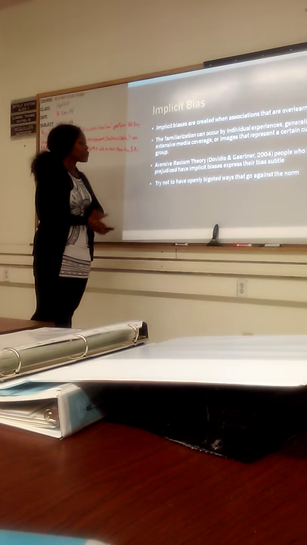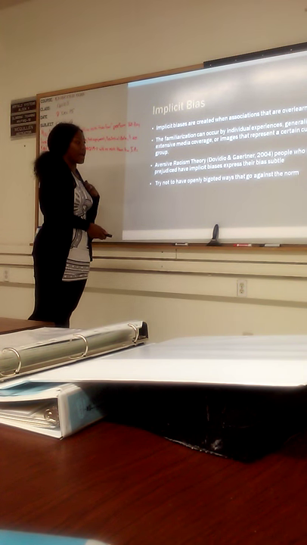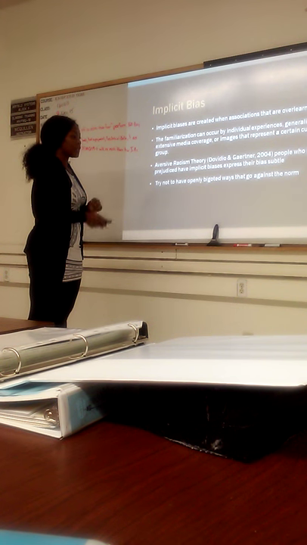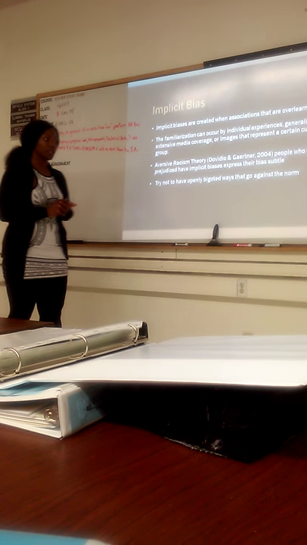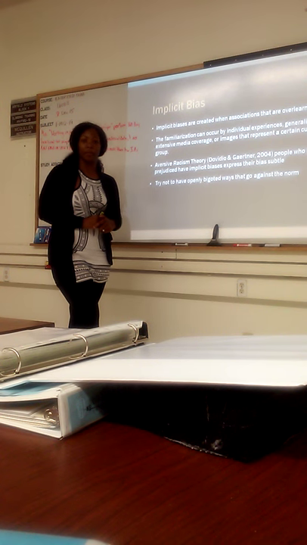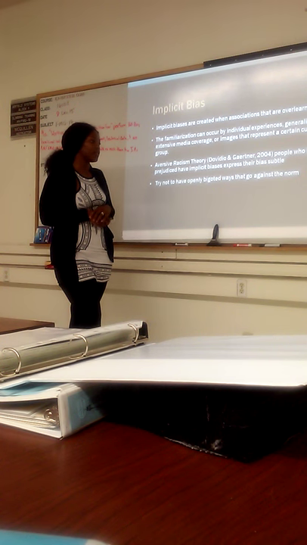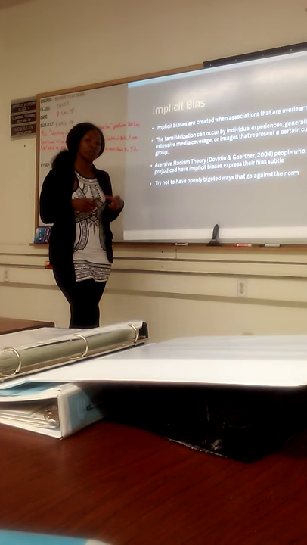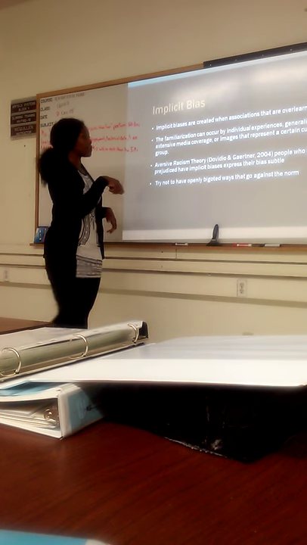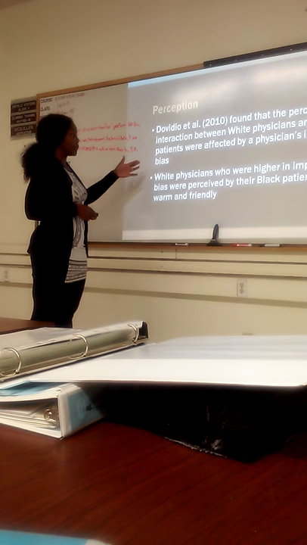And according to the aversive racism theory, people who believe they are not prejudiced have implicit biases and express their bias subtly. They try not to have openly bigoted ways that go against the norm. So now in our culture, it's not okay to be openly, overtly racist towards people. But that doesn't change how certain people view minority groups. And what this is saying, according to the video in Gardner, is that the behaviors are more subtle but biased.